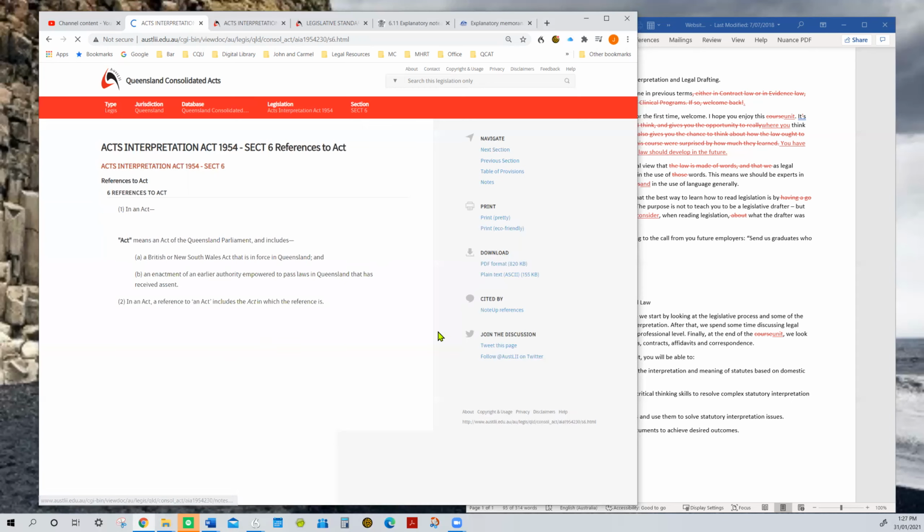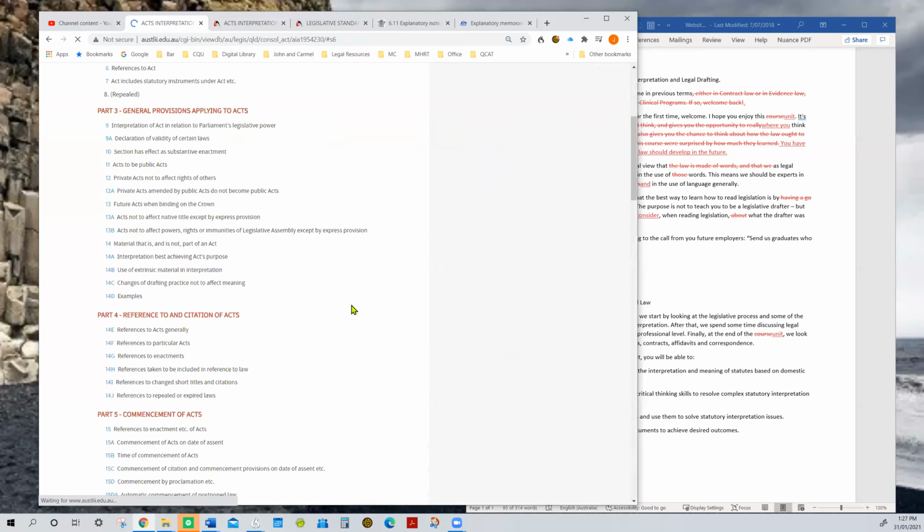The Act means an Act of Queensland Parliament and refers to a British or New South Wales Act in force in Queensland, etc. Now, we don't get too many of these, but it's still potentially relevant. And that section is really a throwback to the history of the creation of legislation in Queensland.